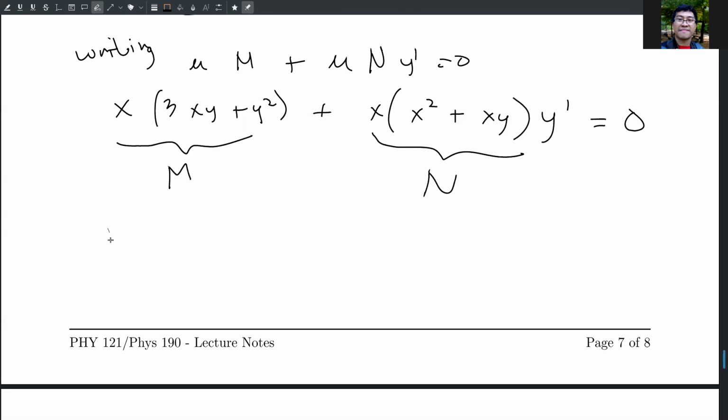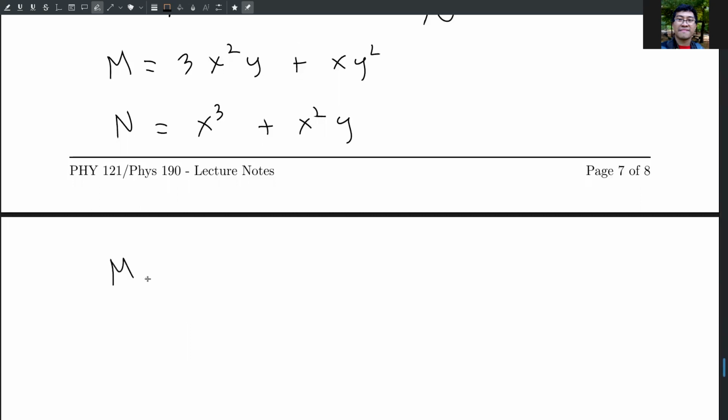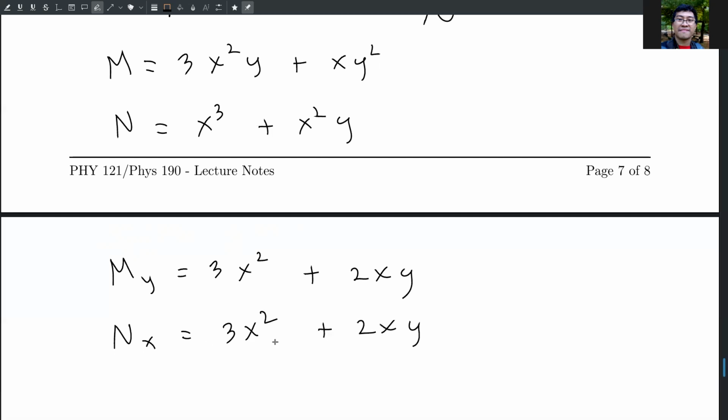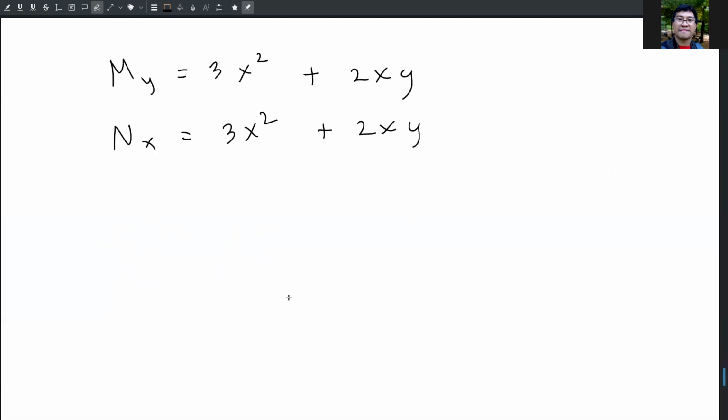So M, let's write it as 3x squared y plus xy squared, and N as x cubed plus x squared y. We take M sub y, that would be 3x squared plus 2xy. We take N sub x, that is 3x squared plus 2xy. They are the same, so the differential equation is exact.